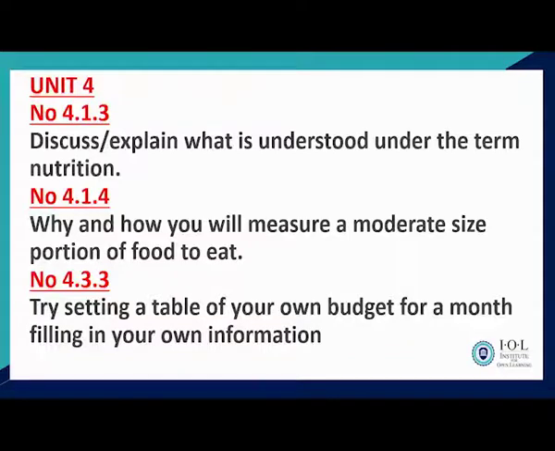Unit 4, number 4.1.3, discuss or explain what is understood under the term nutrition. Number 4.1.4, why and how will you measure a moderate sized portion of food to eat? Remember, it can be two questions. The first one can be why will you measure it, and the next one can be how will you measure it. Number 4.3.3, try setting a table of your own budget for a month, filling in your own information.